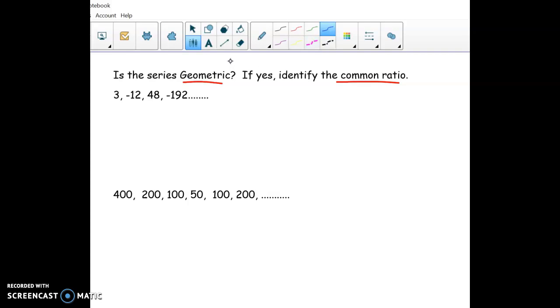All right, so geometric are multiply or divide patterns. And the common ratio is technically always the number you multiply by. So on this one, I think it looks like this is timesing by -4. Or if it switches negative to positive, then it's multiplying by -4. So that one would be yes, it's geometric, and the ratio would be -4.